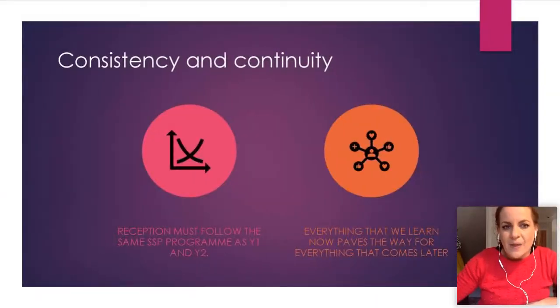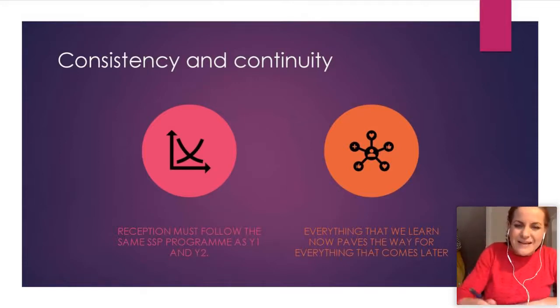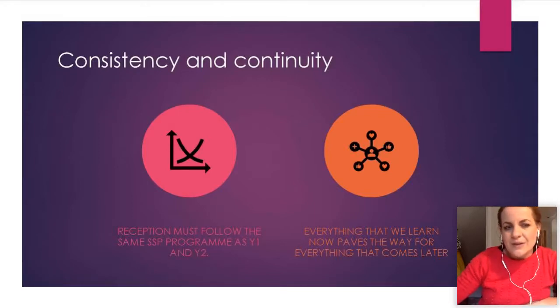So we have to think about that consistency and continuity. Whichever scheme you've chosen to follow, it's important that all adults in your facility are delivering that same program so that we've got consistency. They follow that program all the way through, and that in turn will ensure that we pave the way for everything that comes later. That continuity, that journey all the way through, will also ensure that we haven't left any gaps, and that all adults, as it shows here with consistency, are delivering from the same scheme.